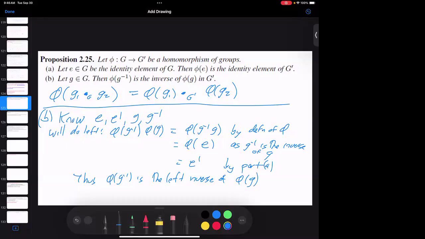Or what are you strongly urged to prove? If you have a left identity, then you also have the right identity, and it's the same element. If you were to just prove that, then every time we get a result like this, we wouldn't have to do both cases. So I strongly urge you to prove that at some point.